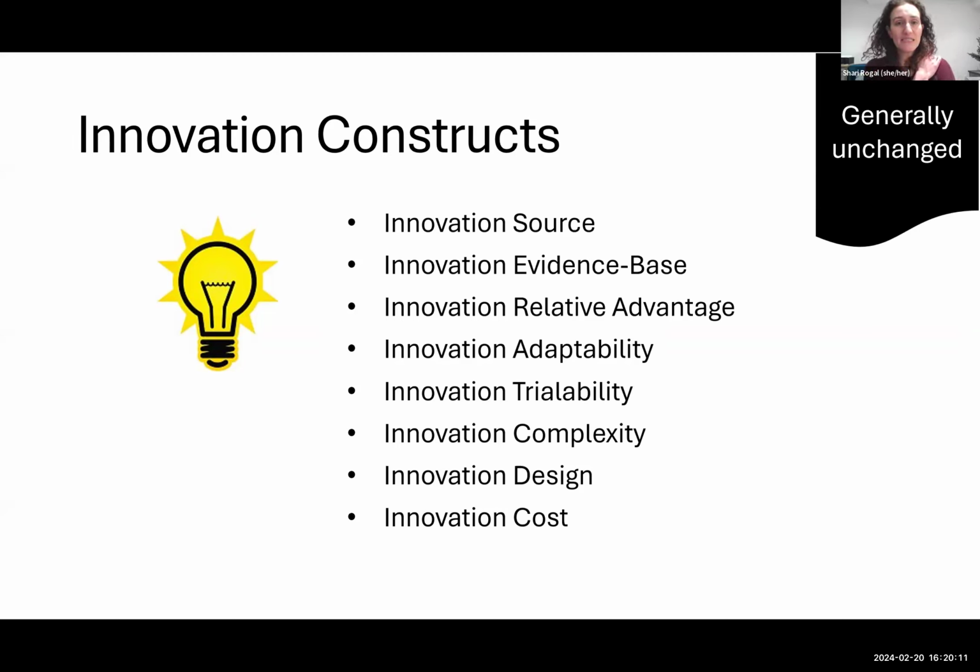The things that can influence implementation are really the perception of the source of the innovation. So the degree to which the innovation is perceived as coming from an internal versus an external source can influence how well it's implemented. The perception of the degree to which it's evidence-based, it's better than other things or has a relative advantage, is adaptable, trialable, complex versus simple, the characteristics of its design and its cost all play into the extent to which an innovation is implementable and the extent to which the innovation itself poses barriers to implementation.